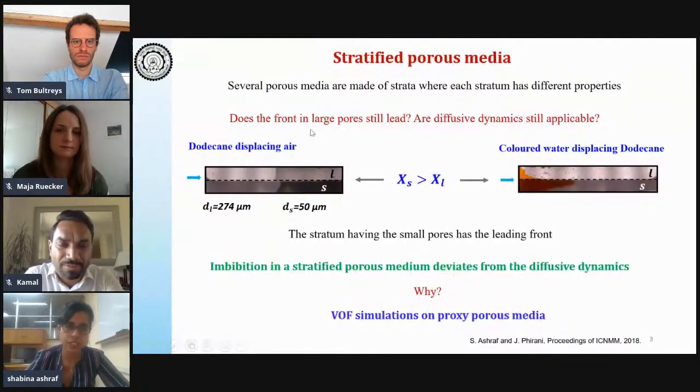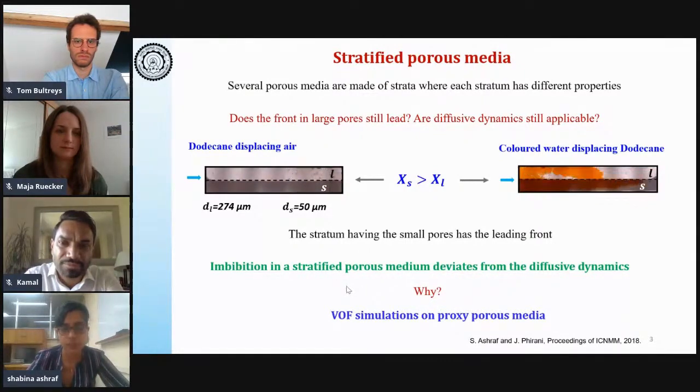To investigate this, we constructed a layered porous medium. So the S indicates a porous layer which has small pores, L indicates a large pores layer. We conducted two experiments, and in both of these experiments, we found that the small pores are always having the leading front. So this is contrary to the observation in homogeneous porous systems. But why does this happen? They don't even follow diffusive dynamics. Why is such contrary behavior observed?